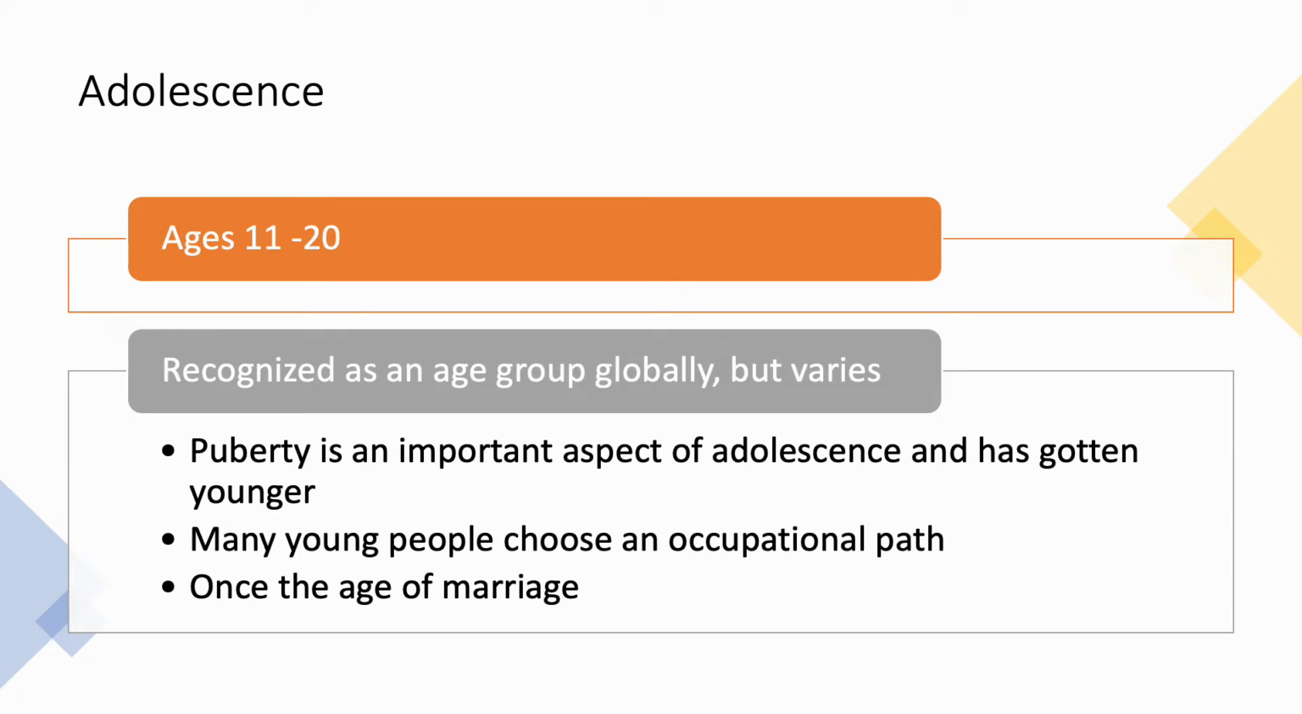Puberty is an important aspect of adolescence, and adolescence has gotten younger because puberty seems to be starting at a younger and younger age. Many young people during this period of time choose their occupational path, and it's helpful when they are in agreement with their family and their abilities, but we all know this isn't always the case. And for many young people, this is also the age of marriage. A lot of people still get married in their late teens and early 20s.